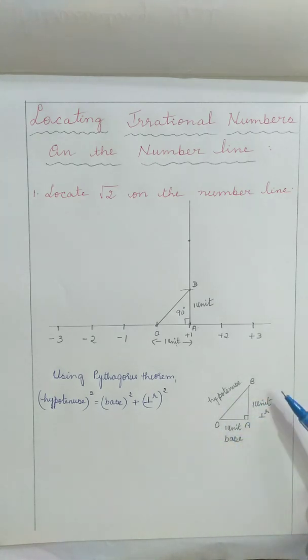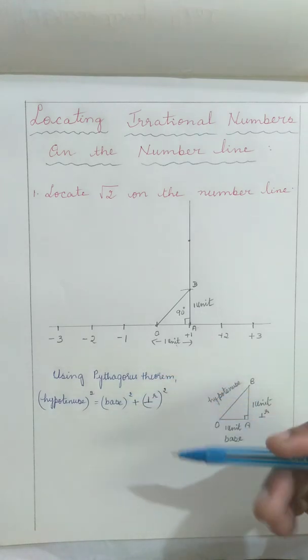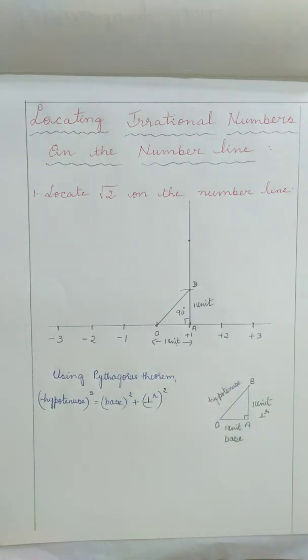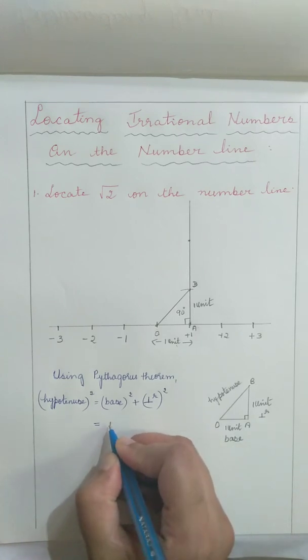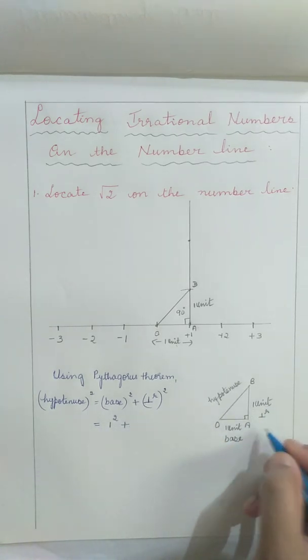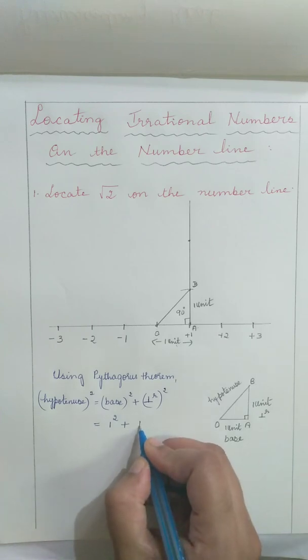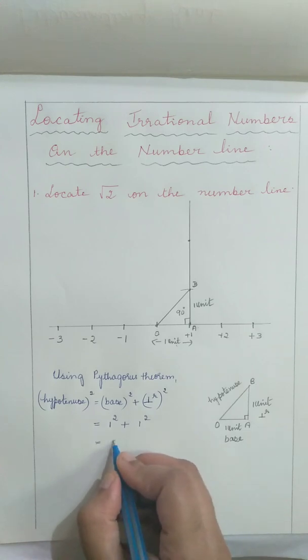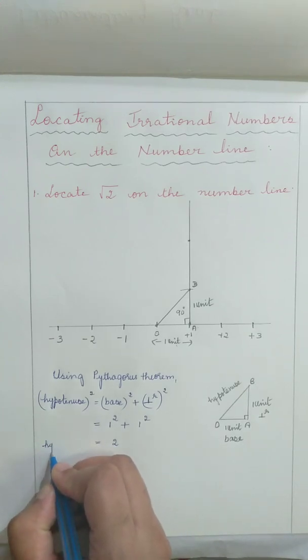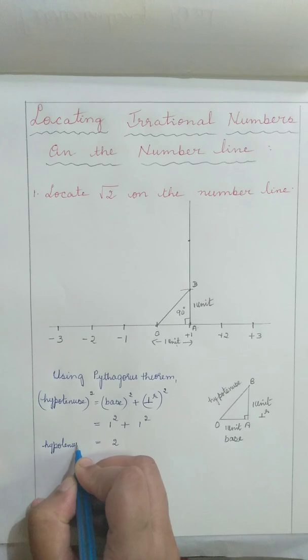Therefore, the other two sides are the base, and this way 90 degrees is formed, it is the perpendicular. So to represent perpendicular, we represent it in this way. Therefore, hypotenuse squared is equal to base squared plus perpendicular squared. Base is 1 unit, so 1 squared plus perpendicular 1 squared. So 1 squared plus 1 squared is 2. So hypotenuse squared is 2.